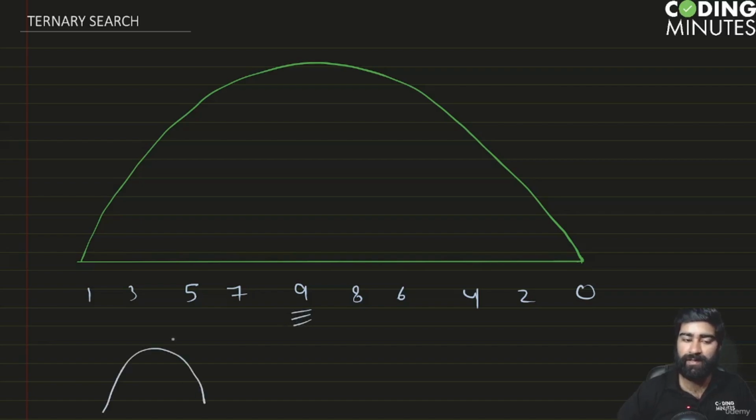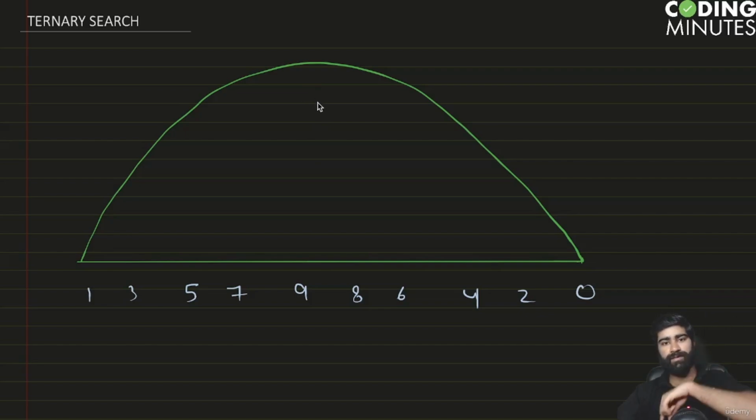This is a maxima. It's not like there are many maximas or minimas. Here there is only one maxima, and I have to find this maxima, that is, spot the number which is the maximum element. The property where ternary search will be useful is that it should contain only one maxima. I just have to find the location where it is.